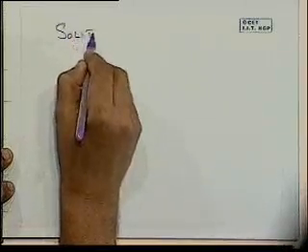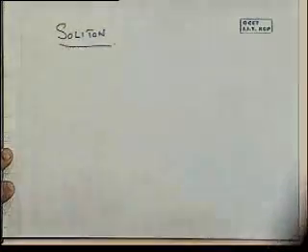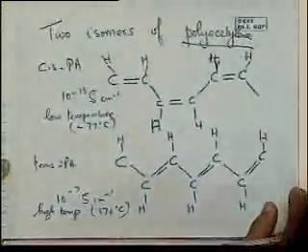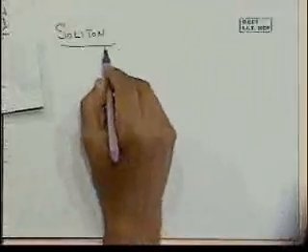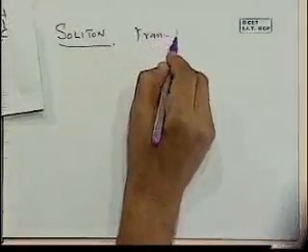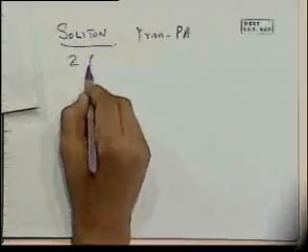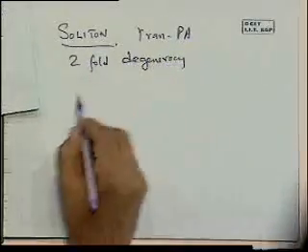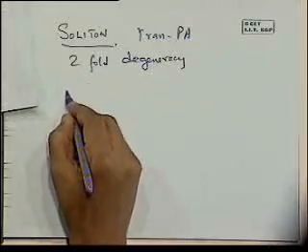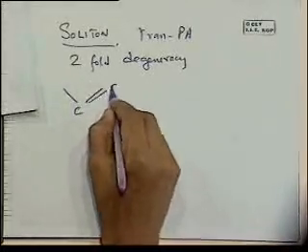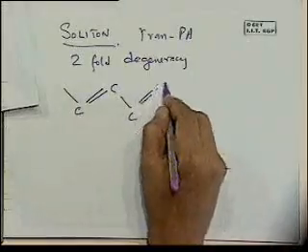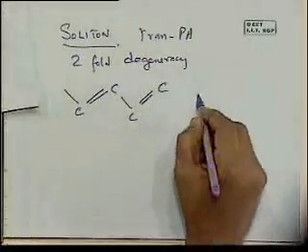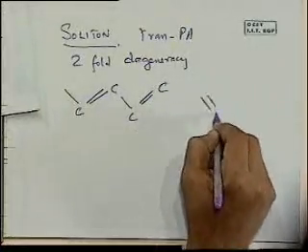I'll introduce the concept of a soliton, and we'll close with that. Note that the trans isomer has got twofold degeneracy. What do I mean by that? We can either write it this way, the way I've written it, or I could write it the opposite way, this one.